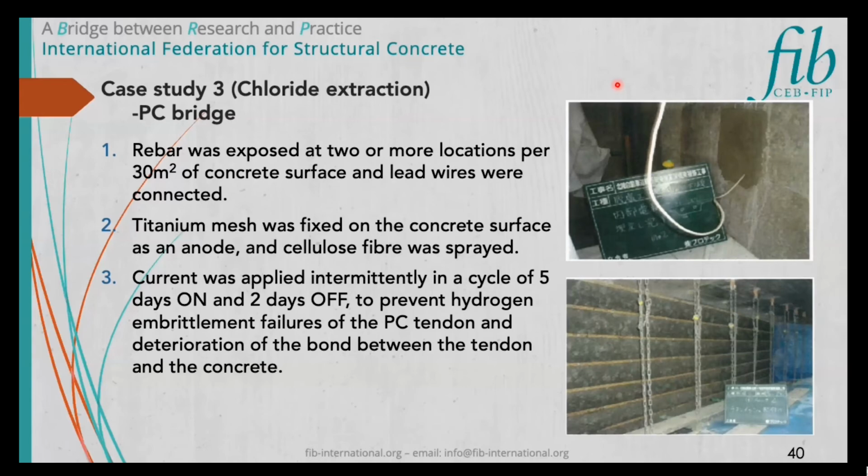Rebar was exposed at 2 or more locations per 30 square meters of concrete surface, and lead wires were connected. Stainless mesh was fixed on the concrete surface as an anode, and cellulose fiber was spread on them. Current was applied intermittently in a cycle of 5 days on and 2 days off to prevent hydrogen enrichment failures of the PC tendon and deterioration of the bond between the tendon and the concrete.